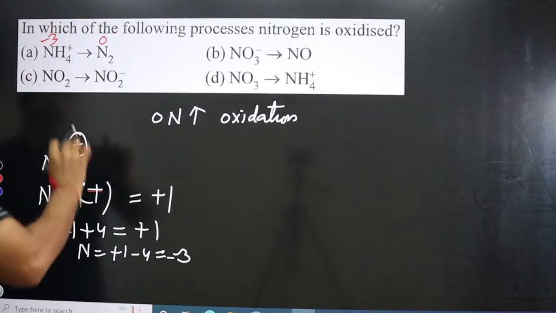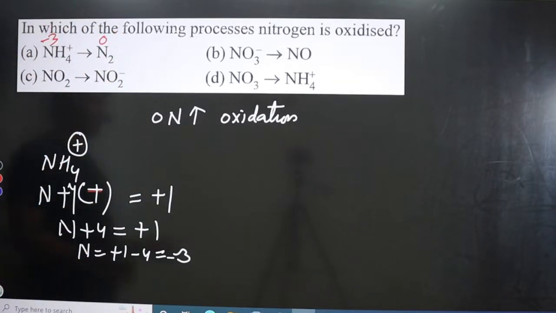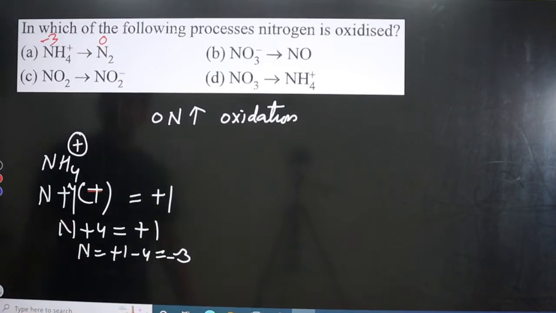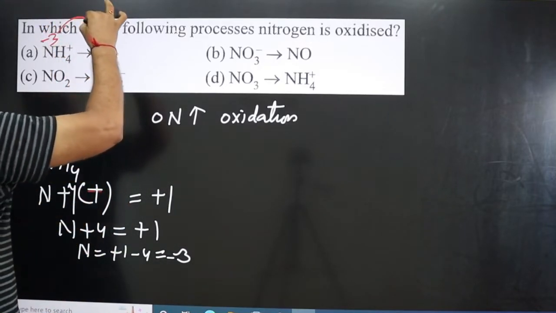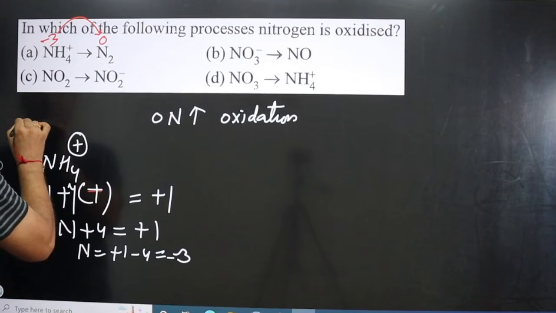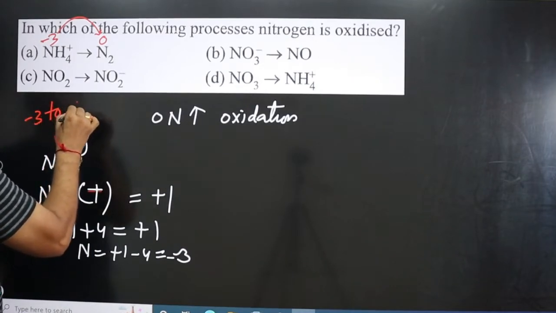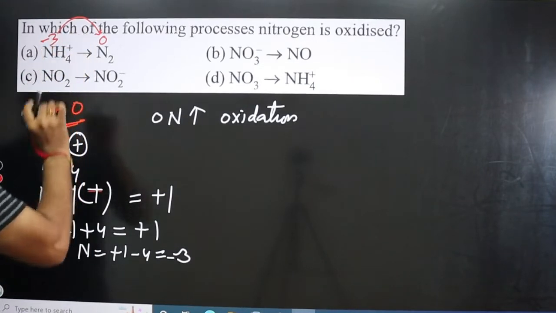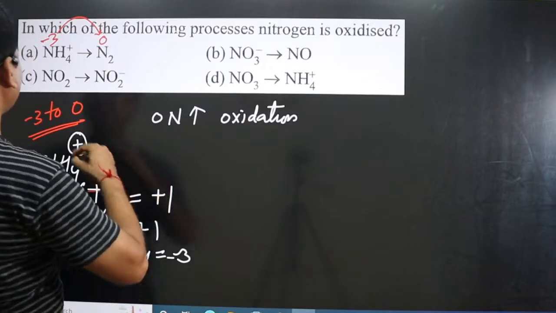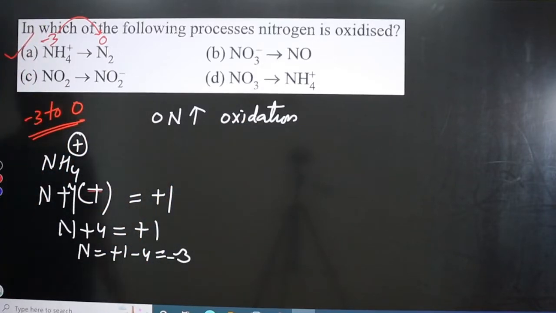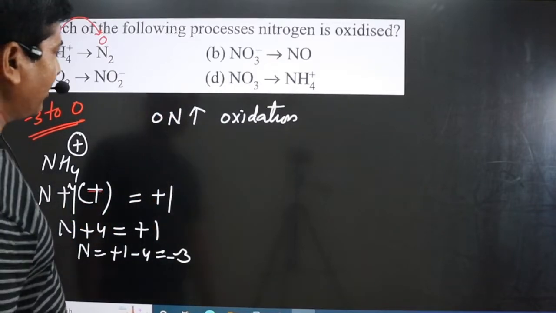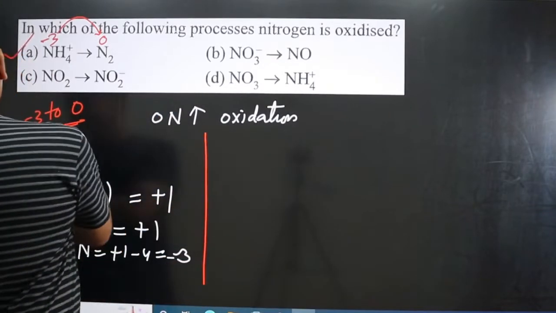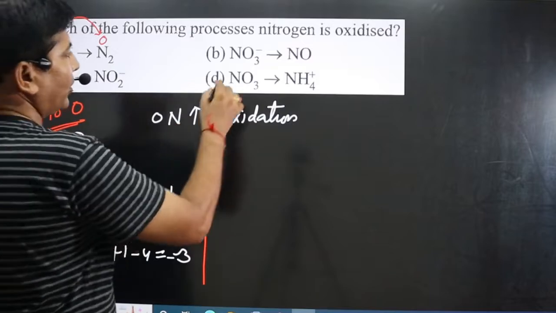This side is 0, because it is a molecule made up of same type of atoms. Now you can compare the oxidation number. -3 to 0 is increase in oxidation number. You can see this value is increasing, and increase in oxidation number is always oxidation reaction. Okay, very clear?